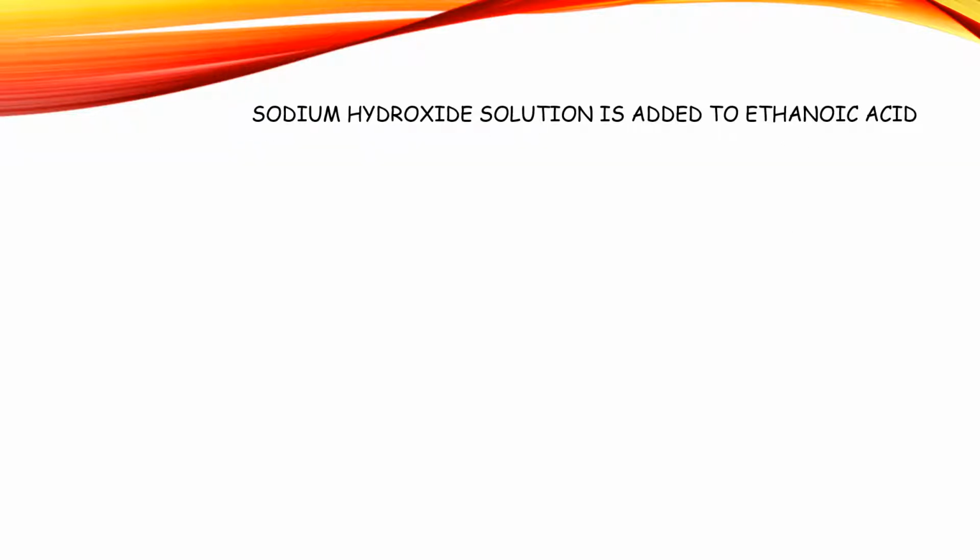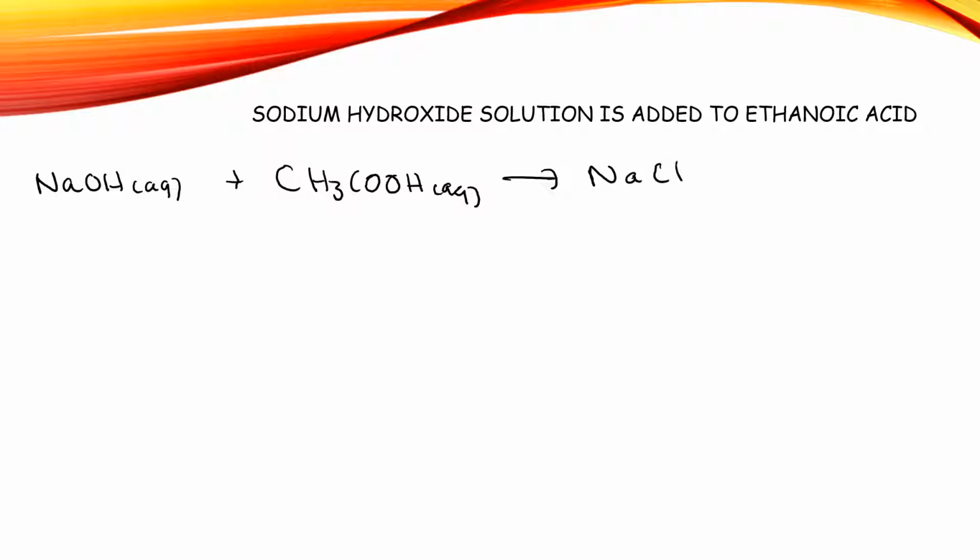Let's try another example. This time we're adding sodium hydroxide solution to ethanoic acid. So this is an acid-base reaction. Start by writing the molecular equation. Sodium hydroxide, aqueous, plus ethanoic acid, aqueous, goes to sodium ethanoate, salt, plus water. Now it's actually already balanced, so we're quite lucky here.